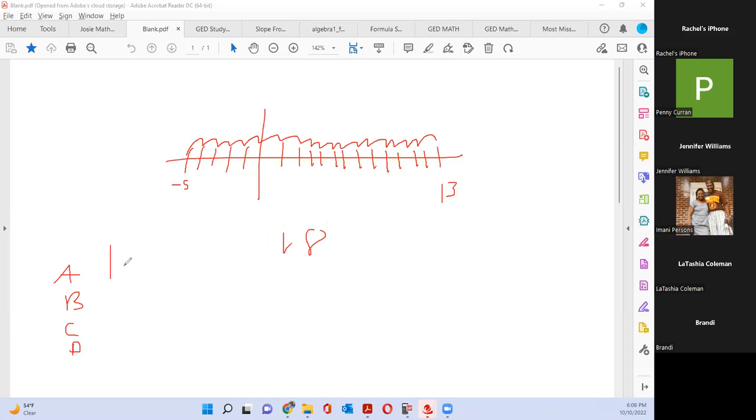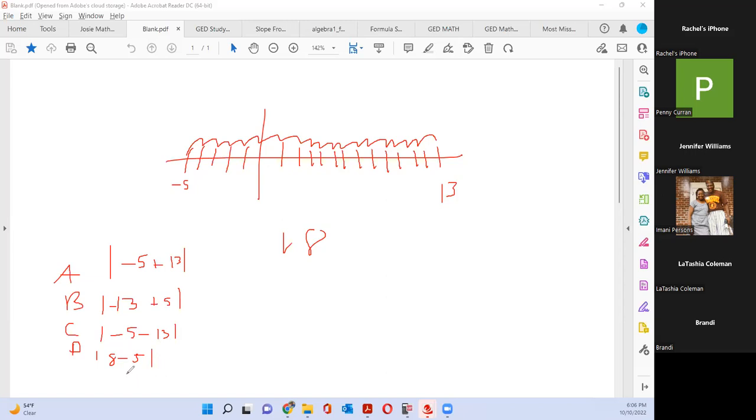So what they're going to do is -5 plus 13. They might have 13 minus 13 plus 5. Then they're going to have -5 minus 13. And then they might have, I don't know, 8 minus 5. I'm going to make that last one up.